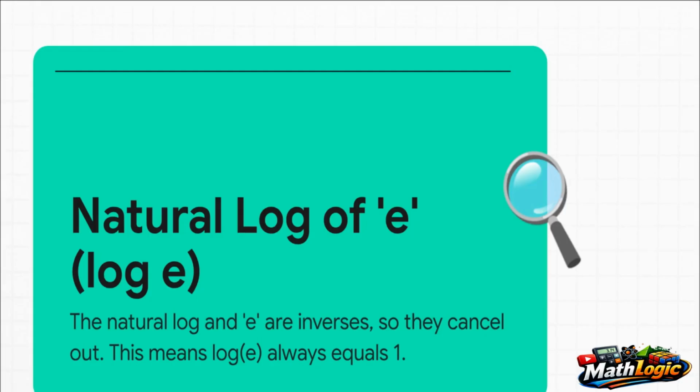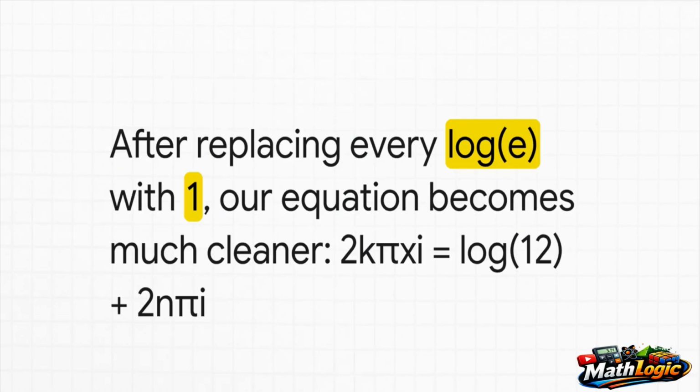And now for my favorite part, a really satisfying simplification. The natural log and the number e are like mortal enemies. They're inverses, so they just cancel each other out. That means that log of e is always just the number 1. How cool is that? So let's go ahead and replace every log of e with a 1. And look at that. Suddenly our equation is so much simpler, so much cleaner. We are getting really close now.